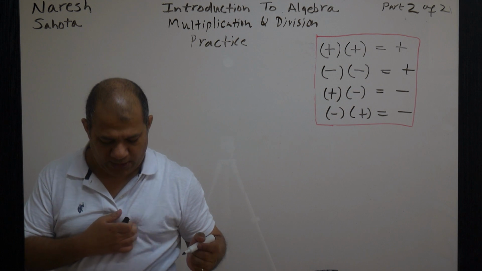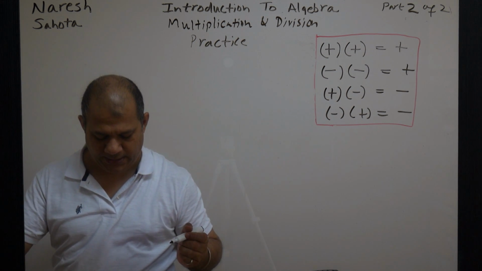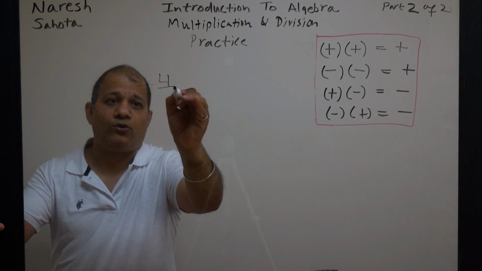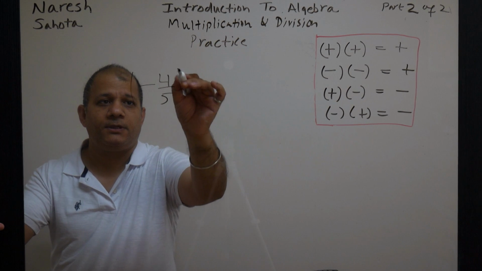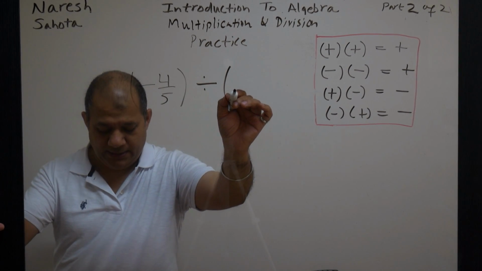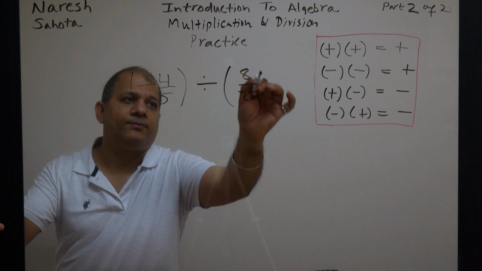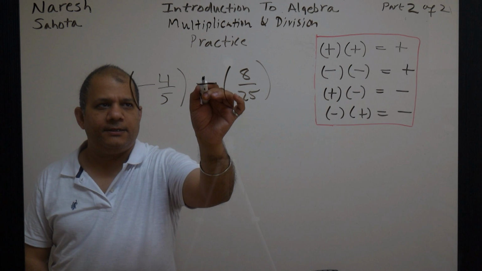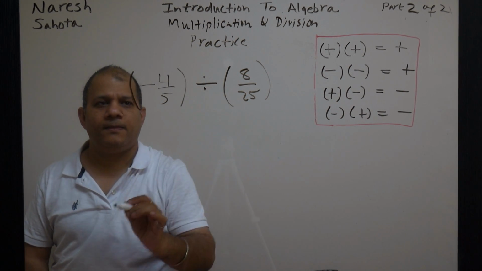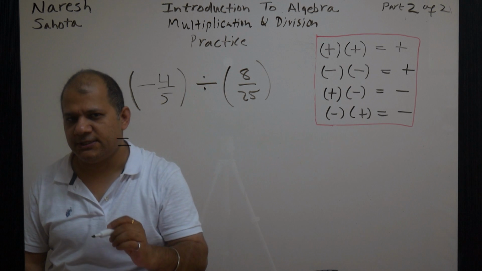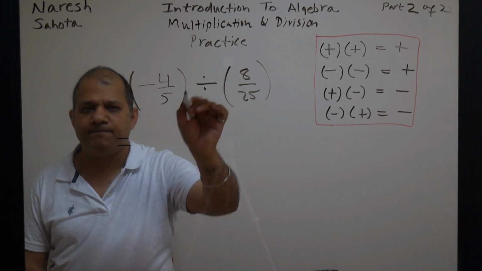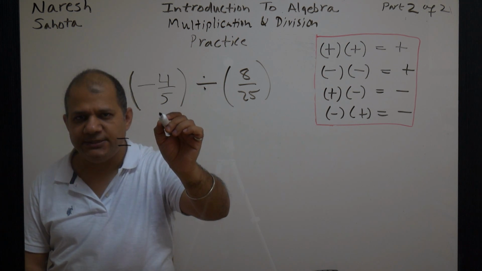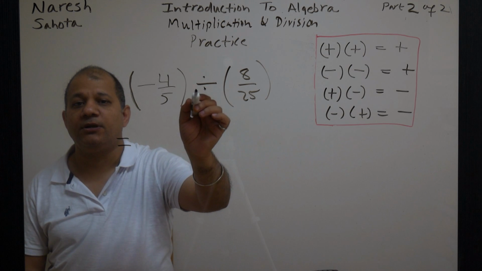Alright, so now let's try negative 4 over 5 divided by 8 over 25. So what I'm going to show you here, we didn't cover this in the lesson. When we're dividing, we can actually change the division into multiplication. So it's actually easier to simplify this by multiplying.